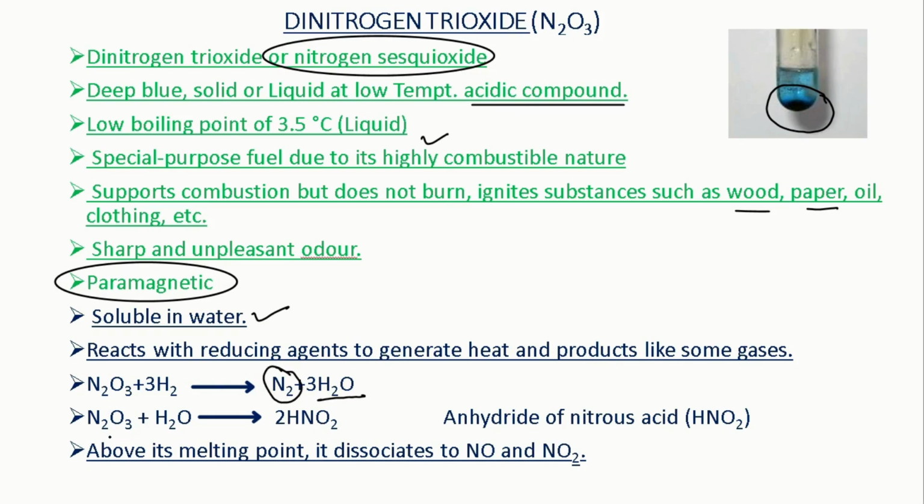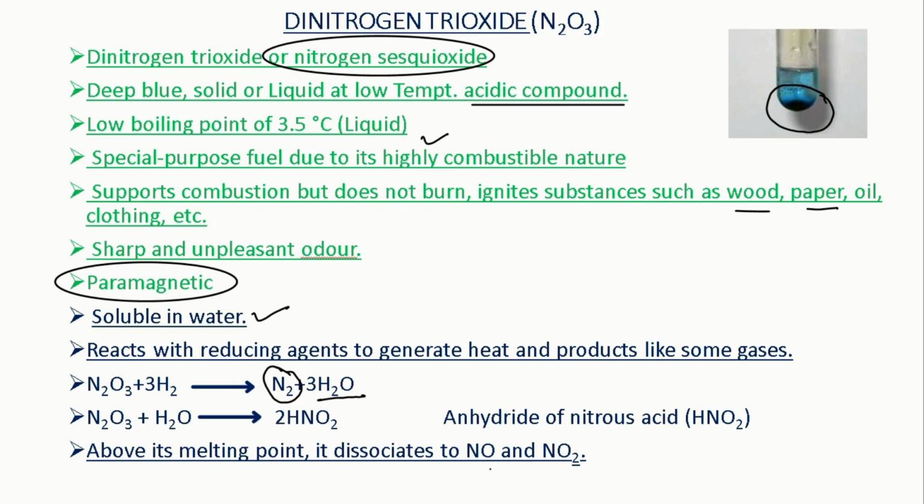into water. When this dinitrogen trioxide is mixed with water, it reacts with water to give nitrous acid. So it is the anhydride of nitrous acid. Dinitrogen trioxide can be called the anhydride of nitrous acid, and when you heat it, it also decomposes to the other oxides of nitrogen.